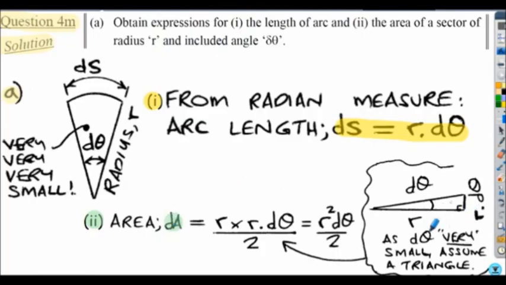And to do that, we need to consider the right-angled triangle shown here, which has a base of length r and a height of r d theta, assuming here that d theta is a very, very small angle. That's why we can make this assumption. So calculating, the standard formula for area of a triangle is base r multiplied by vertical height r d theta, all divided by 2. The expression for the area of the sector can be shown to be r squared d theta divided by 2.